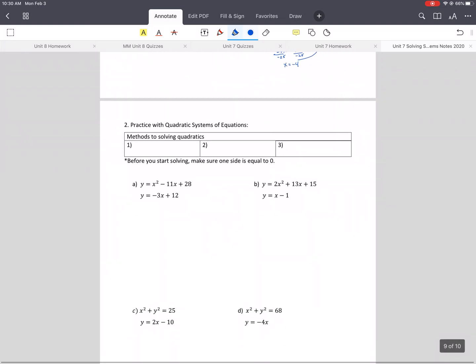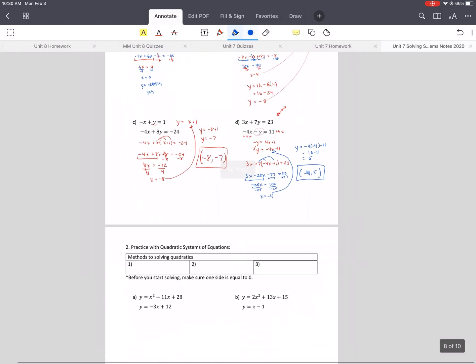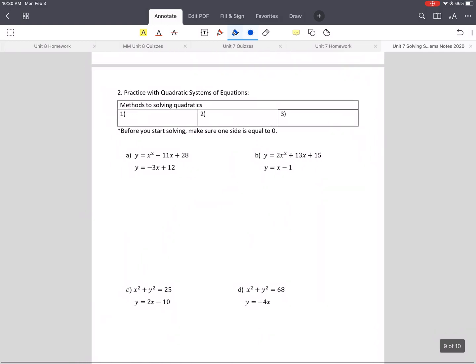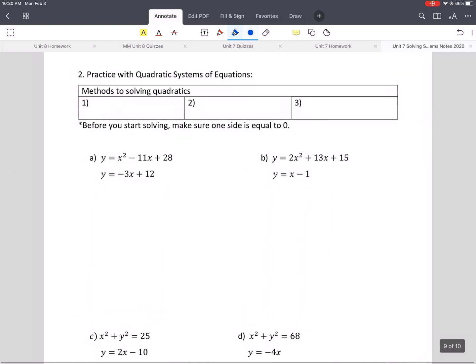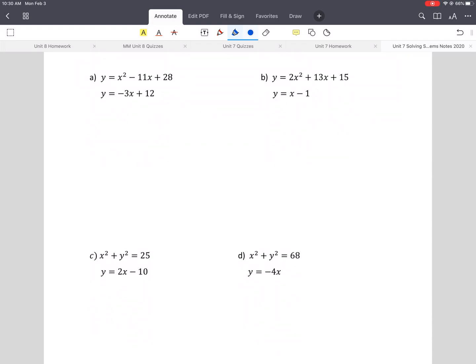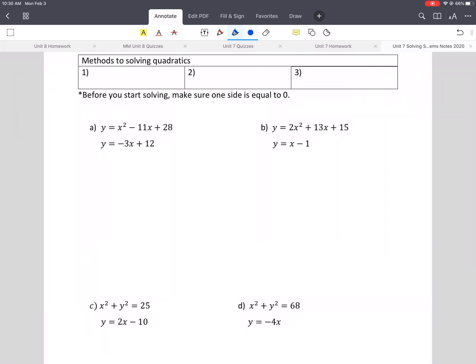All right, so let's get to the other stuff. So that was a review. You've done that before, probably in 8th grade. Now we're going to practice with quadratic equations. That is ax squared plus bx plus c, or even the circle equations. Oftentimes those are called quadratics too, but they don't make a parabola, so I don't know. I guess it depends on who says what.